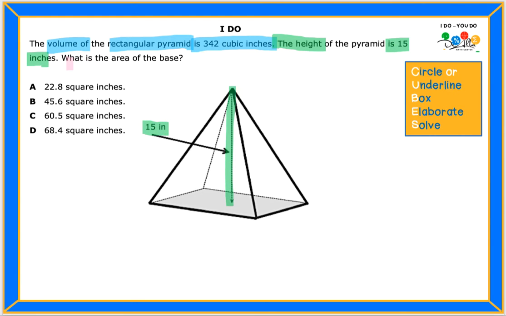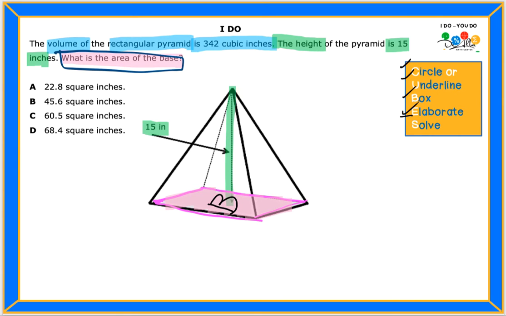Now let's see what they want. They want the area of the base. What is the area of the base? I choose pink, and this is the base of the pyramid. I'm highlighting the base of the pyramid in pink. It's going to be all of this. And for the area of the base, we always use a capital B, so we can talk about the area of the base of any three-dimensional shape.